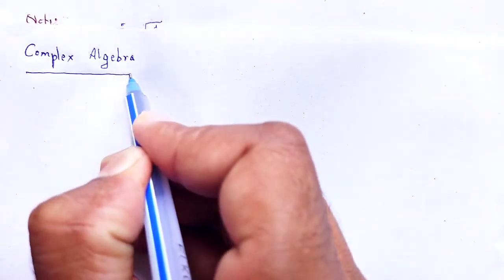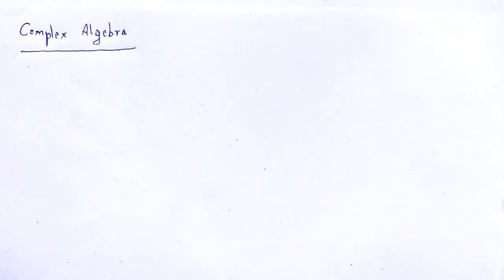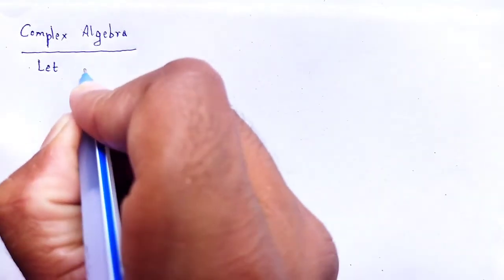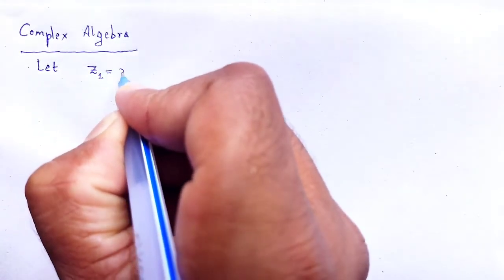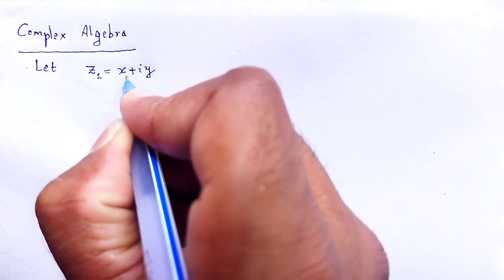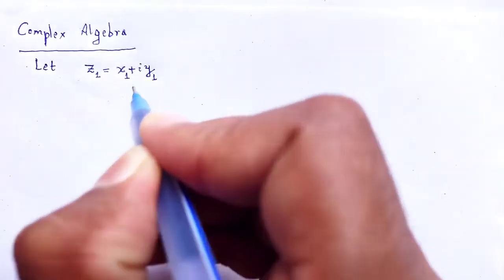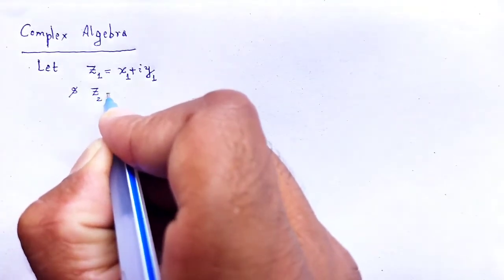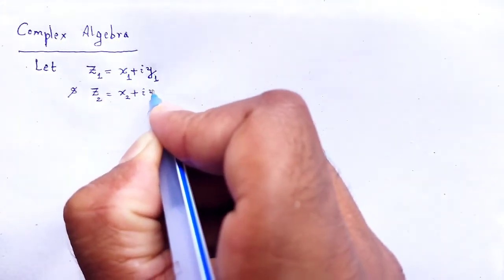Basically, algebra means it is the combination of four operations: addition, subtraction, multiplication and division. Do these algebraic operations hold good in the case of complex numbers or not? Let us see. Let us consider two complex numbers: z1 is a complex number x1 plus iy1, and another complex number z2 is x2 plus iy2.